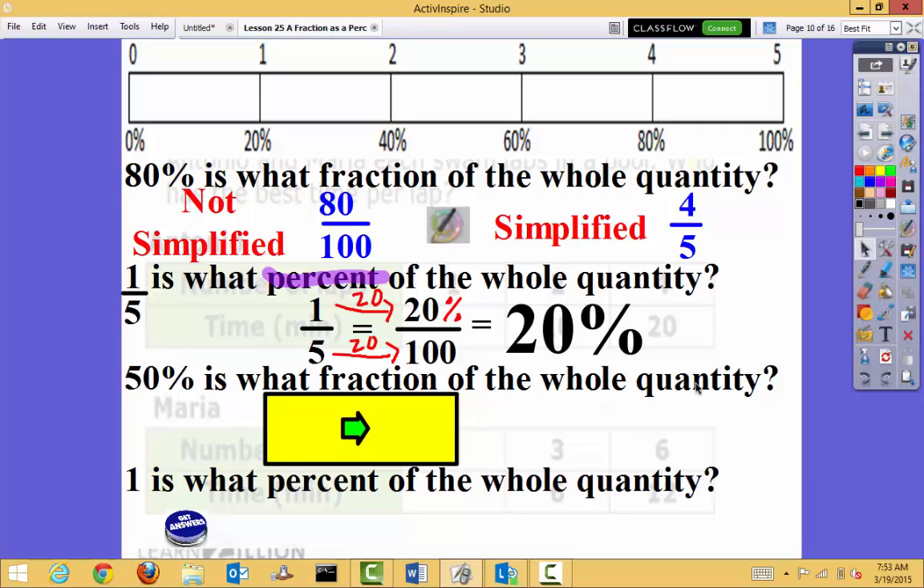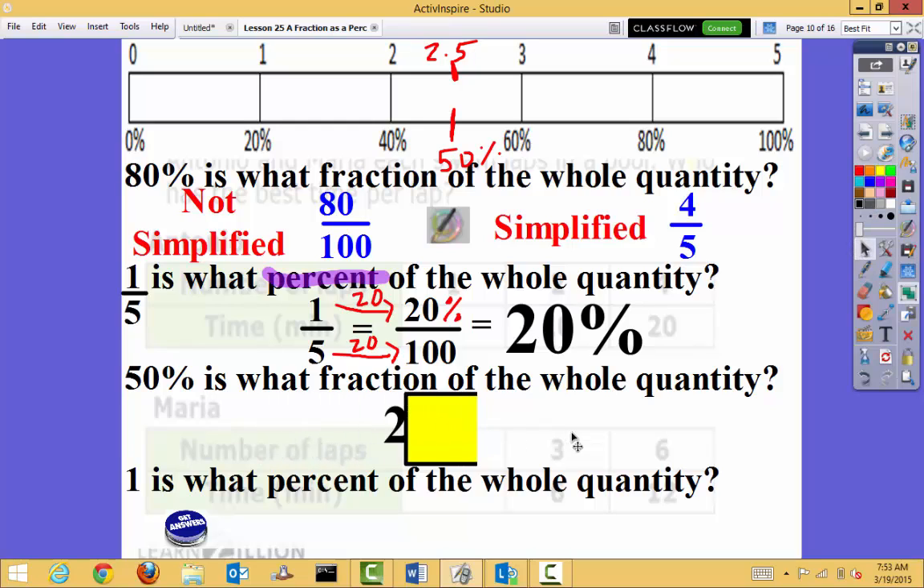Alright, so let's look at our next one now. 50% is what fraction of the whole? Well, 50% isn't on here, but I should know it's right here, right in the middle of 40 and 60. So what number would be right above it? Well, this is right in the middle of 40 and 60, so this is going to be right in the middle of 2 and 3, for 2.5.